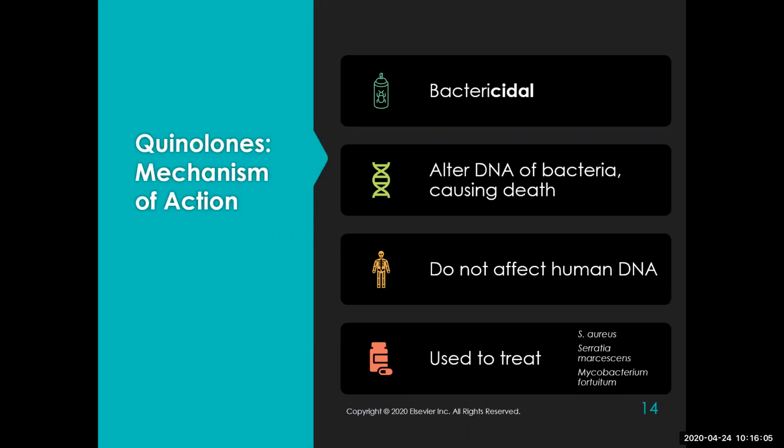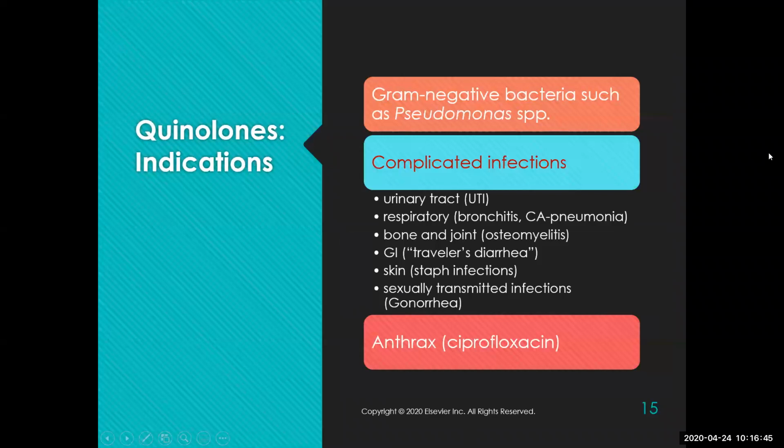How do they work? Well, they're bactericidal, so they're going to kill bacteria. And they do it by altering the DNA inside the bacteria, which ultimately causes the death of the bacterial cell. But they don't affect human DNA, only bacterial DNA. And we use them to treat infections caused by Staph aureus, Serratia marcescens, and Mycobacterium. So Staph aureus, so if somebody has a staph infection that is not systemic, this is actually a very good drug of choice.